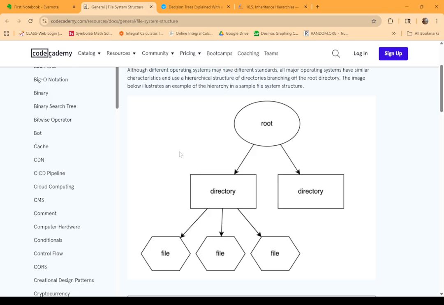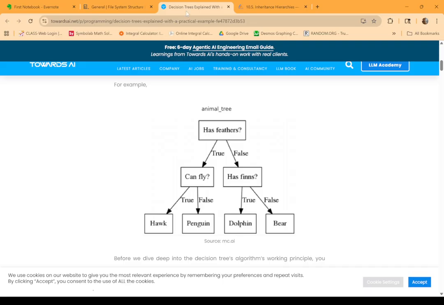And I'm sure from our work in class, we have some intuition as to what this looks like. Here's an example of just a file system structure. We have a root, directories, and then a file. And then sometimes a decision tree, where we ask ourselves a series of questions, each leading down towards either another question or some kind of endpoint here.